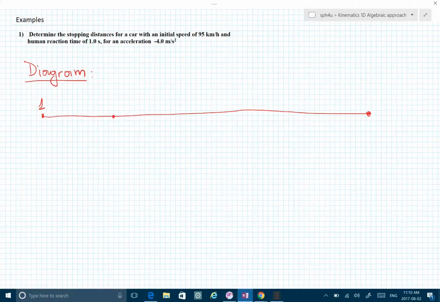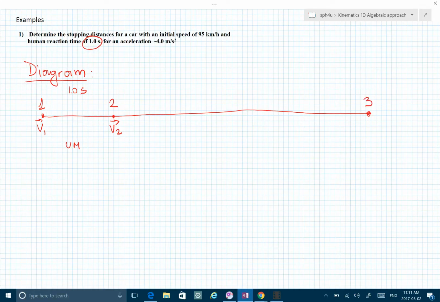It says a reaction time of 1 second, which means for 1 second the car kept going with whatever was V1. It will also be V2, going with constant velocity, right? With 95 kilometers per hour before even realizing it has to stop. And then the brakes are being applied, right?